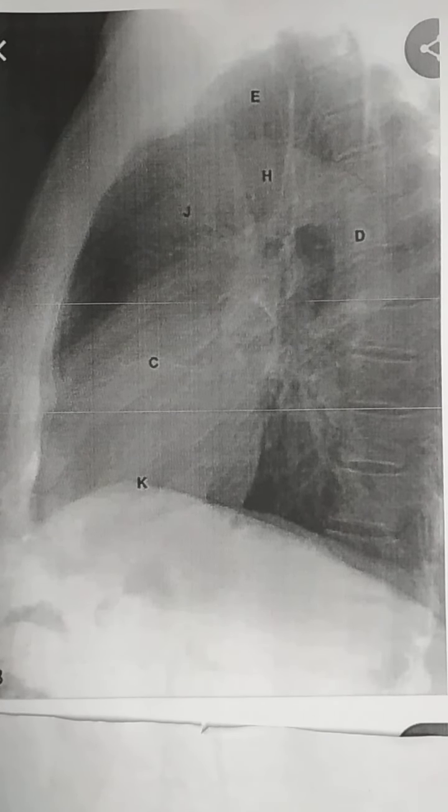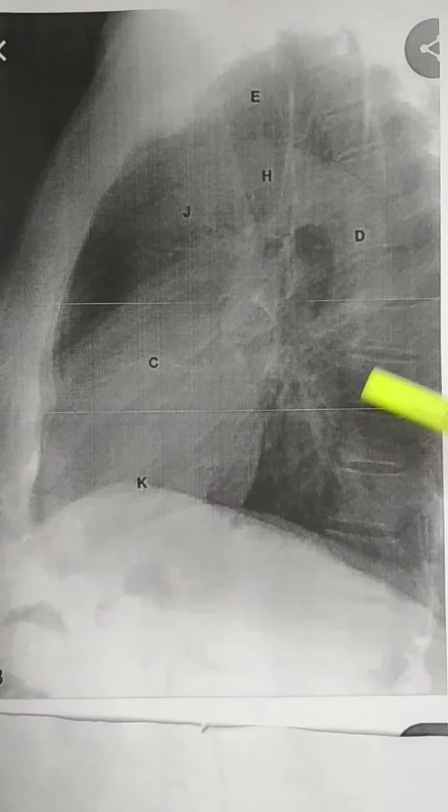Okay, so if you simply write down lateral view, it would be a left lateral view, because radiologists always try to minimize the magnification of the heart shadow. So if you simply write down lateral view, you will get a left lateral view. For a right lateral view you have to specifically write down right lateral view.